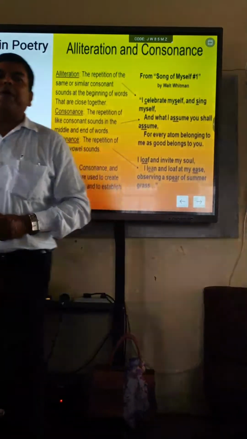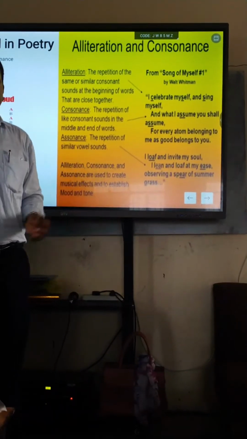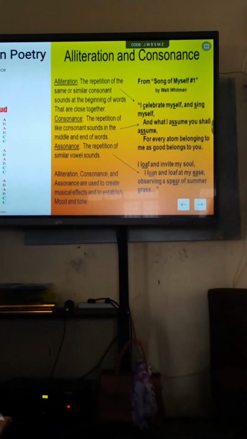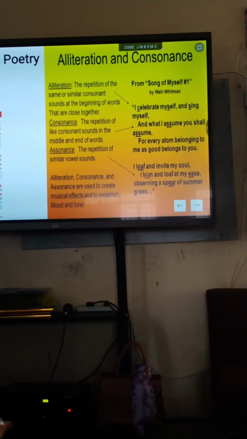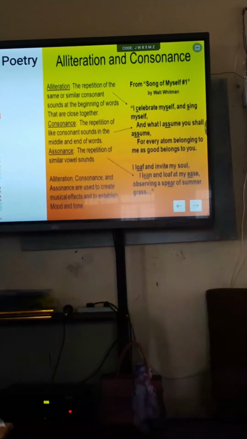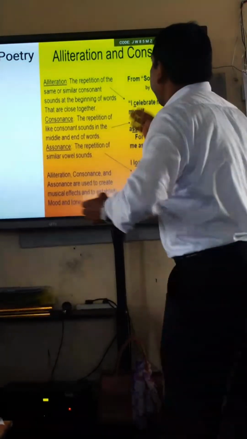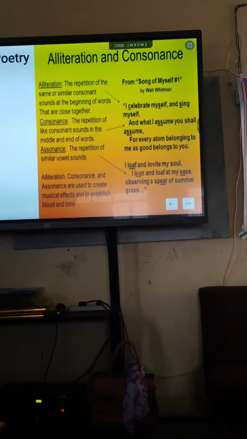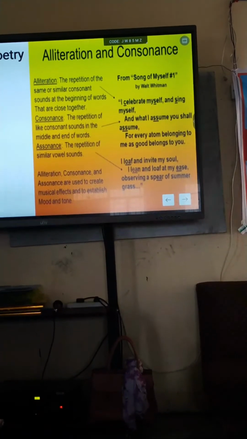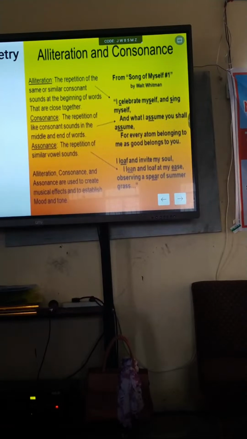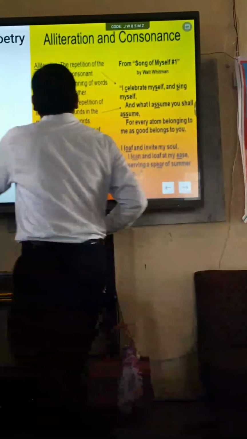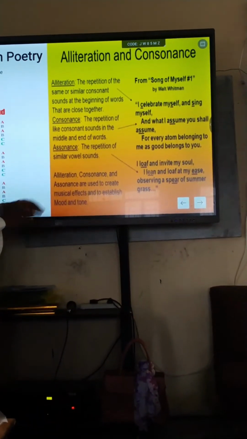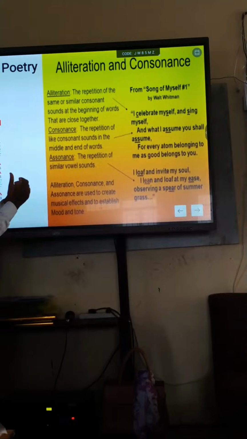Here you see, a variety of examples you people have got. Fox is a four-footed, fearful animal. My love is like a red rose. Varieties you people have got. Here you see, the repetition of the same or similar consonants at the beginning of words. Repetition means what? Repetition of the same or similar consonant sound at the beginning of words that are close together.